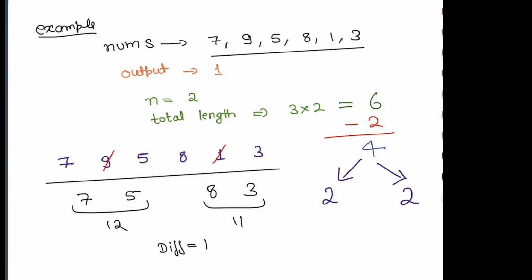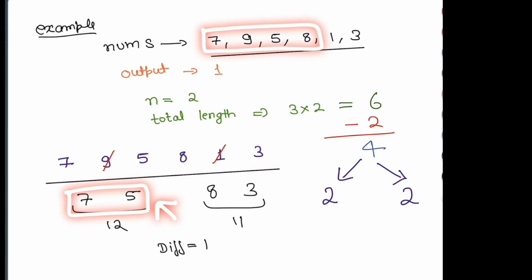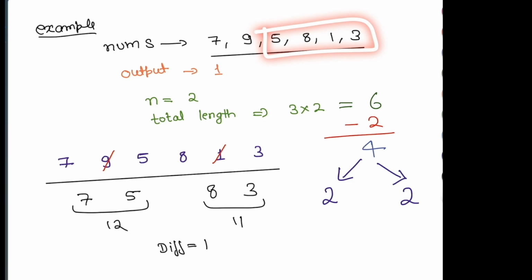Now here what I am saying is, the first 2 elements which you are going to get for your first array will be part of the first 4 elements of your original array, and the last 2 elements, that is 8 and 3, will always be part of the last 4 elements in your original array.